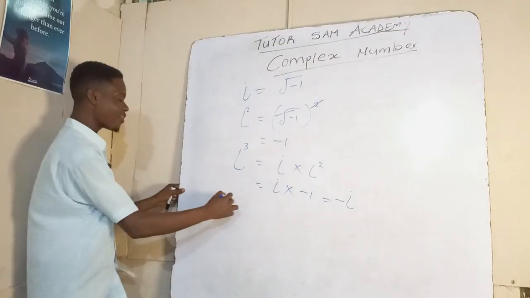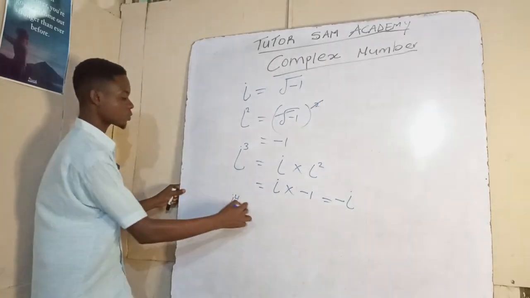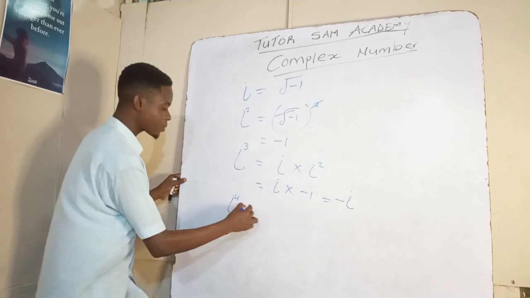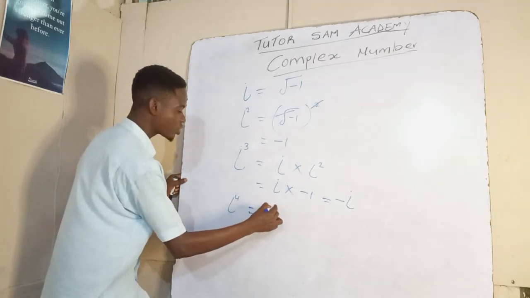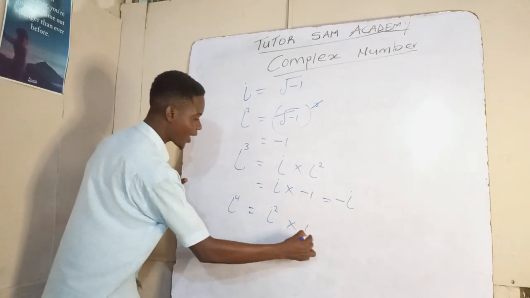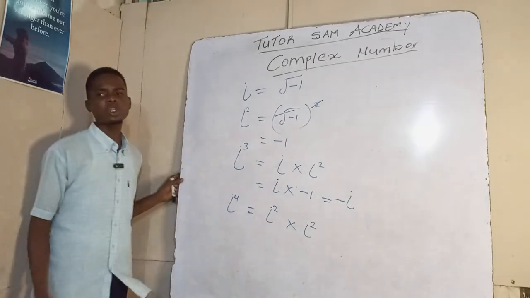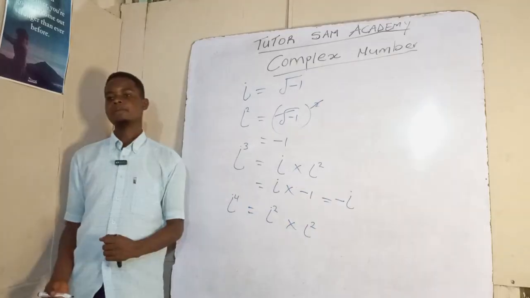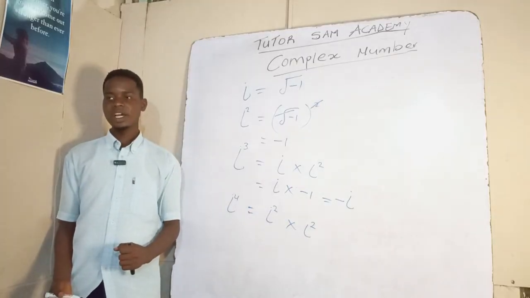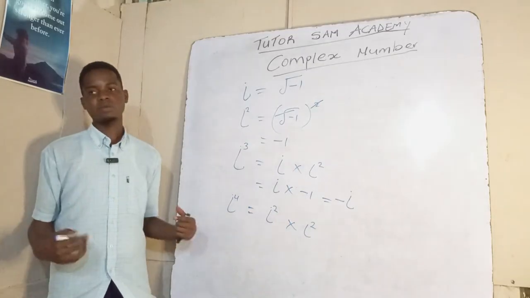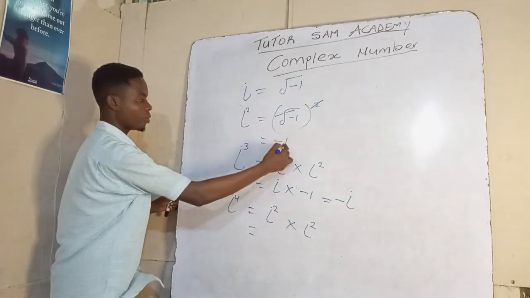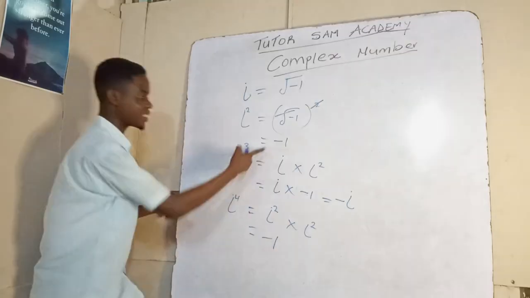Now, if I have i raised to the power of 4, i raised to the power of 4 would be what? I can break this down to be i raised to the power of 2 multiplied by i raised to the power of what? 2. You can decide to break it into i raised to the power of 3 multiplied by i. Are we together? So this is my own way of simplifying it. So i raised to the power of 2 is what? Minus 1. We have already found it here.